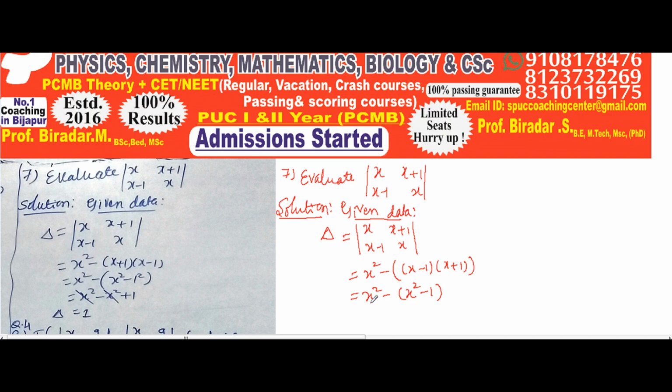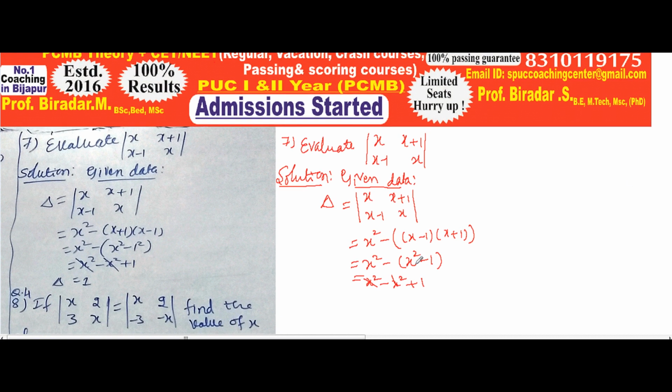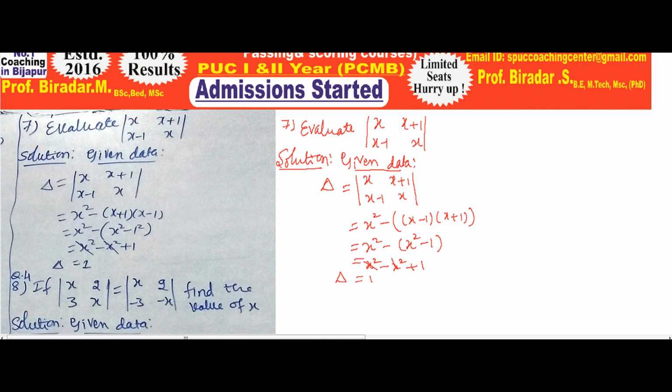Okay, just open that bracket now, that is x square minus x square, so minus of minus 1 plus 1. Okay, then this x square will get cancelled, then remaining it is just going to come out as 1. This is the delta, determinant of this value is 1. Okay, next you can take the 8th problem.